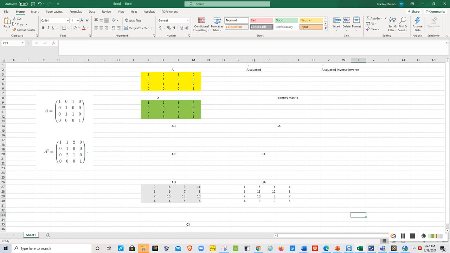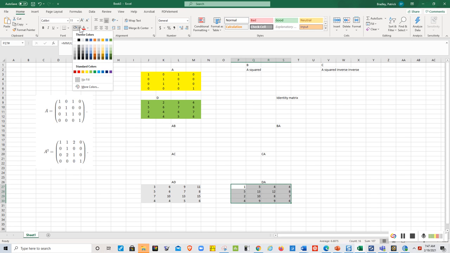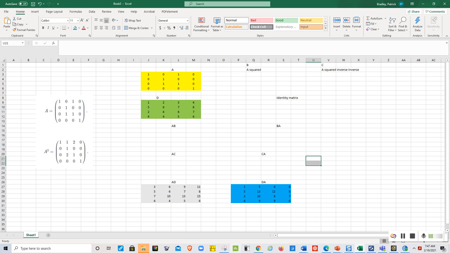And if you look at these two things, let me color this in. What colors haven't I used? Maybe a blue. Okay, so now you realize that these two matrices are not the same. So matrix multiplication is not commutative. That is one important thing that you learned from this lecture, as well as knowing how to multiply matrices.